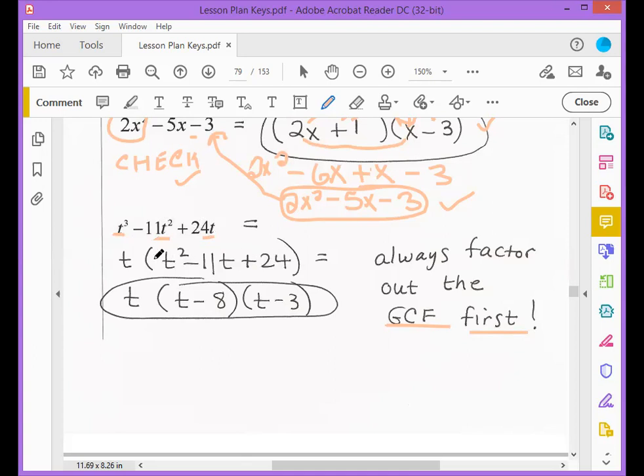The trinomial that is inside parentheses, t squared minus 11t plus 24, we'll factor using our two sets of parentheses. Our first term, t squared, we factor with t and t. And then 24, we factor using -8 and -3. The negative times the negative gives us positive 24, but when we add -8 plus -3, we get our middle term, -11. So this is our answer. You keep t outside parentheses, and we factored that trinomial using t minus 8 and t minus 3.